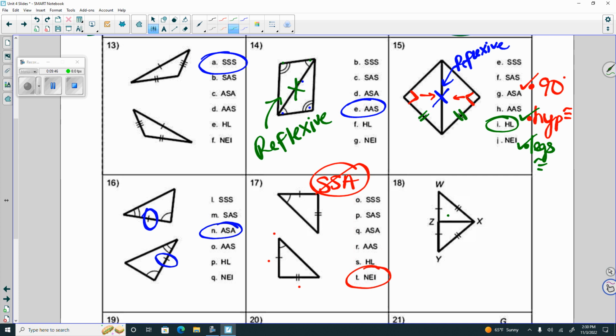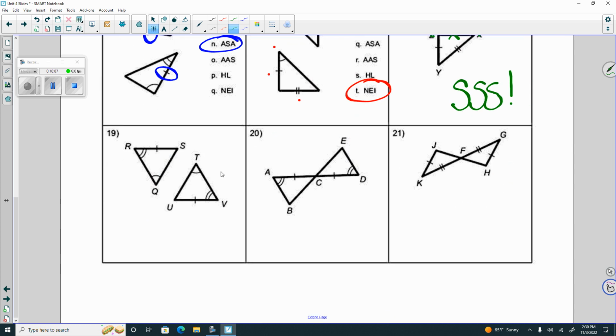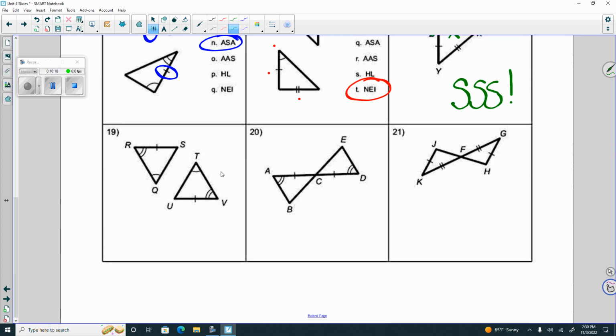Number 18, we should notice that we have the reflexive property again, right? XZ is congruent to XZ. It's in both triangles. So you should notice that number 18 is side, side, side. Let's look at 19, 20, and 21. 19, we have angle, angle, side in both triangles. So you should notice that angle, angle, side, two pairs of angles and a pair of sides are congruent.